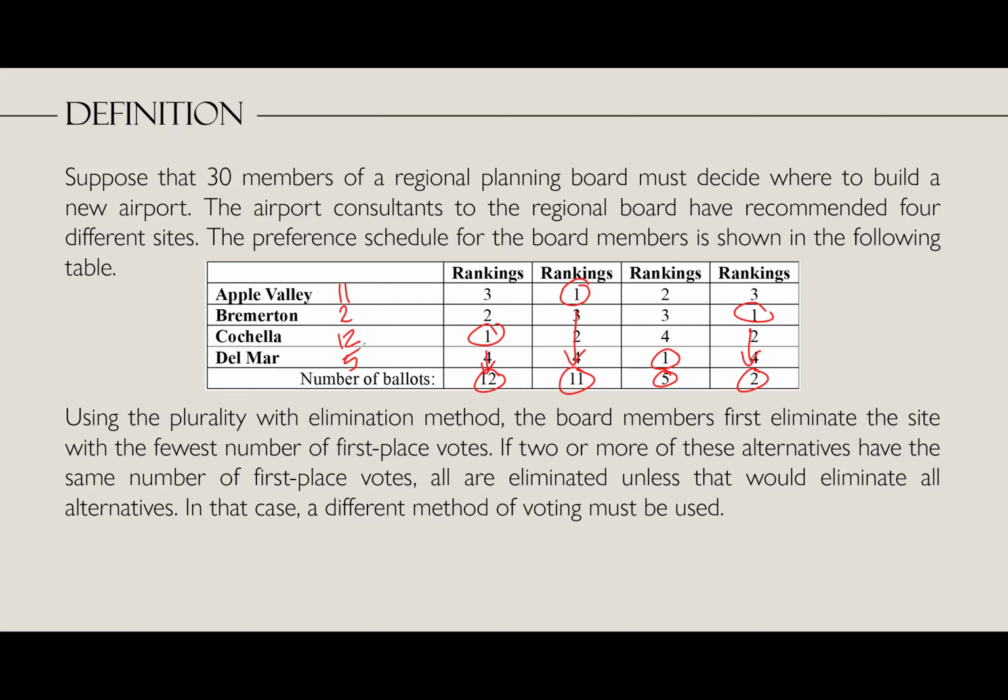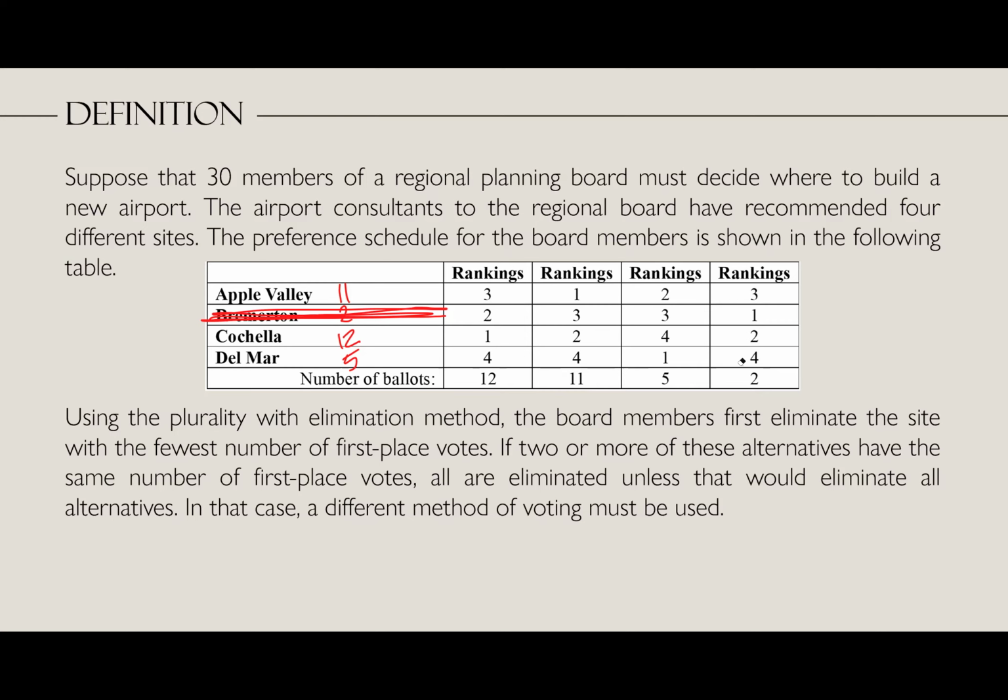So which one of these 4 options has the least first place votes? Well, from these 4, Bremerton has the least. It's only got 2 first place votes. What we're going to do is we're going to say, let's eliminate Bremerton. It's not on our mind anymore. But what implications does it have? Well, the implications are now everything in our schedule must be moved up as needed.